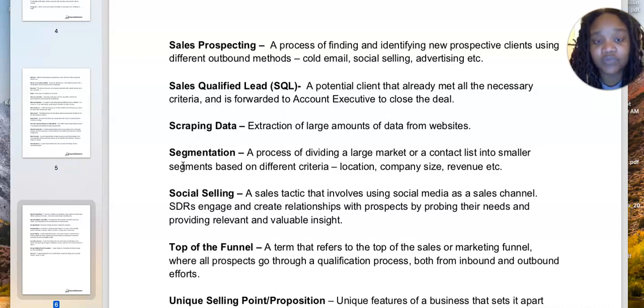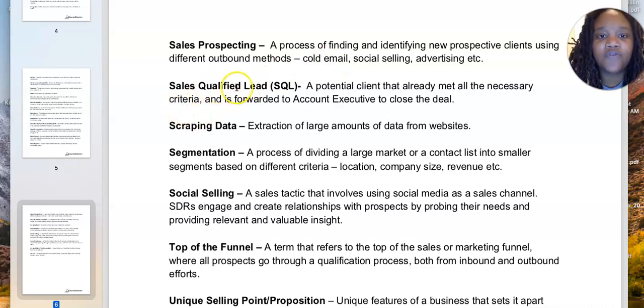So sales prospecting, as you can see, is an outbound method. That's not an inbound method. Sales prospecting is you actively going out there and identifying new prospects. So that's through cold email, advertising, cold calling, all those types of things.